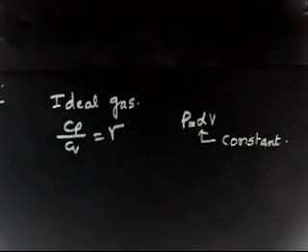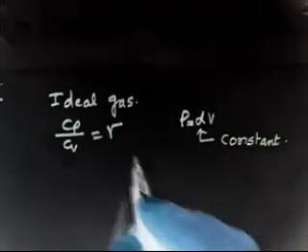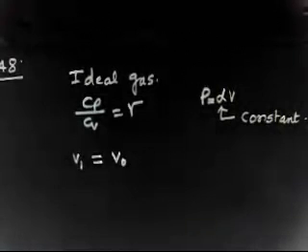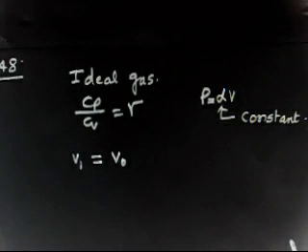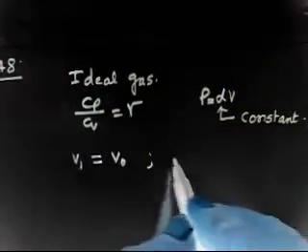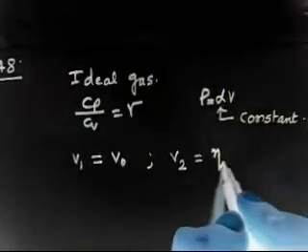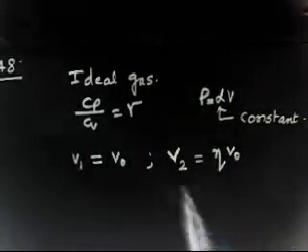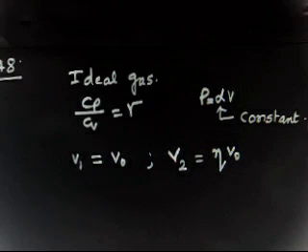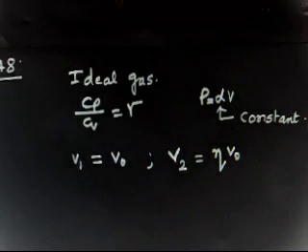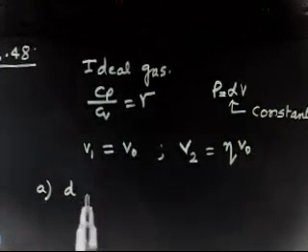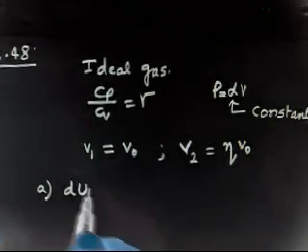The initial volume is V naught. So let us call the initial volume V1, equal to V naught. As a result of expansion, the volume increases eta times. So let us say the final volume is V2, that is eta times V naught. Find the increment in internal energy. The first part A says, find the change in internal energy, that is dU.